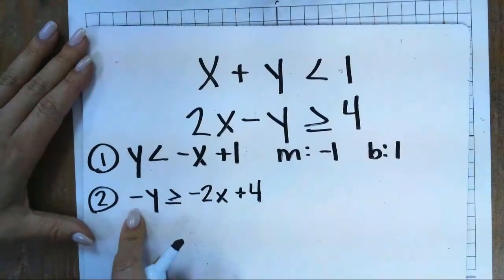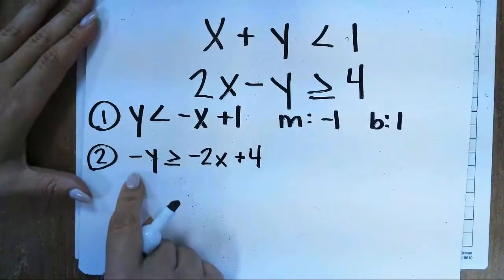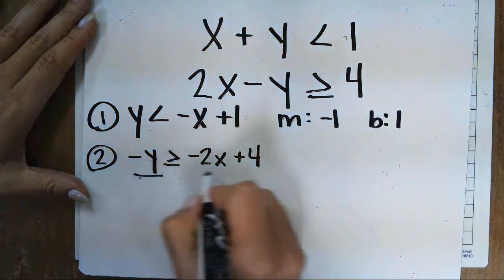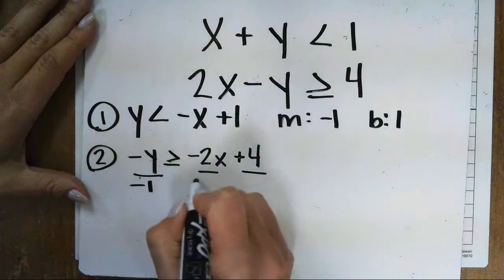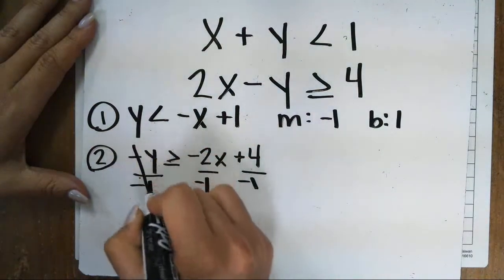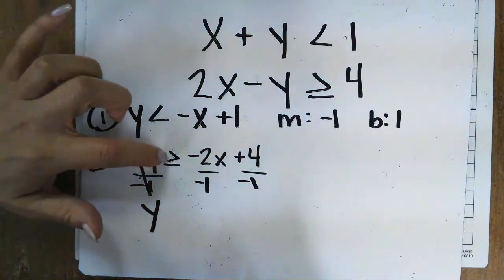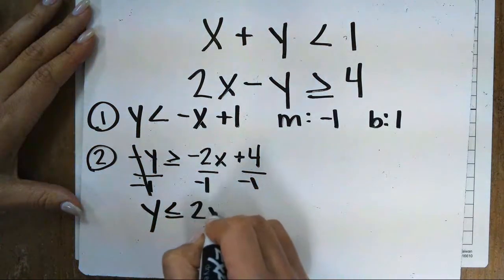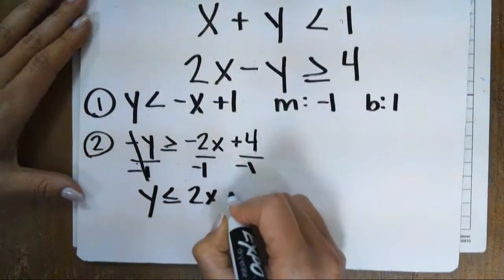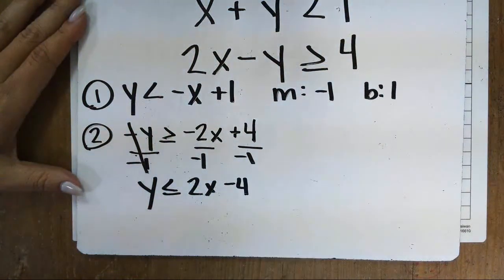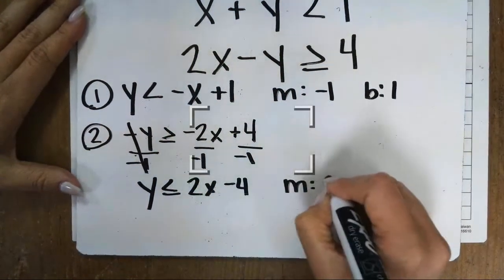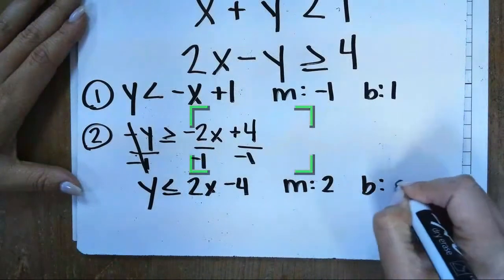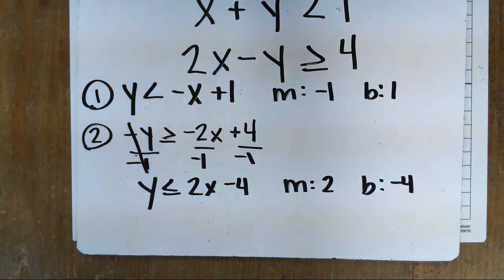But now this negative here needs to go away. I need my y to be positive, so I divide everything by negative 1. And that cancels this out. Now I need to flip my inequality. This turns into a positive 2x, and this turns into a negative 4. So my slope here is positive 2, and my y-intercept is negative 4.